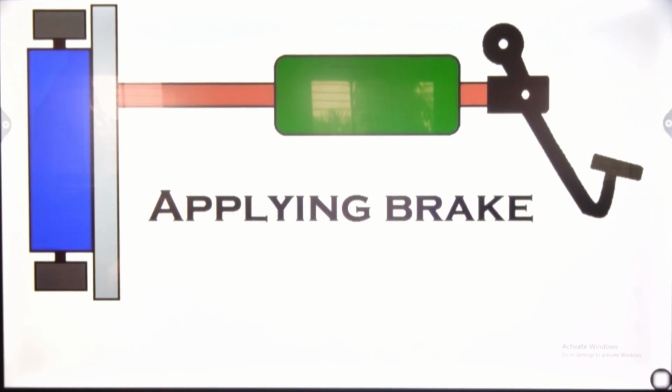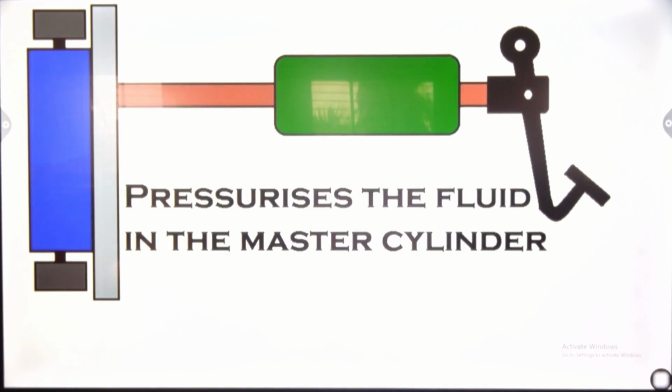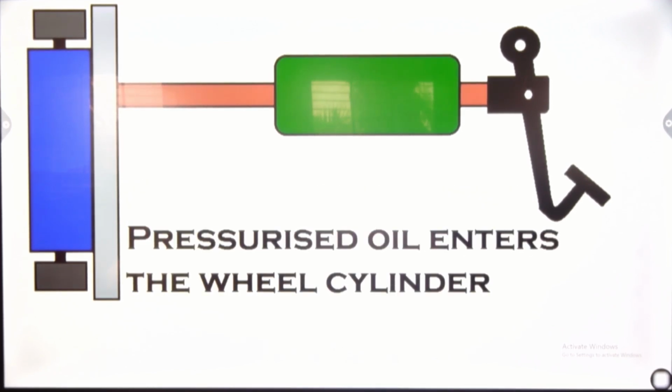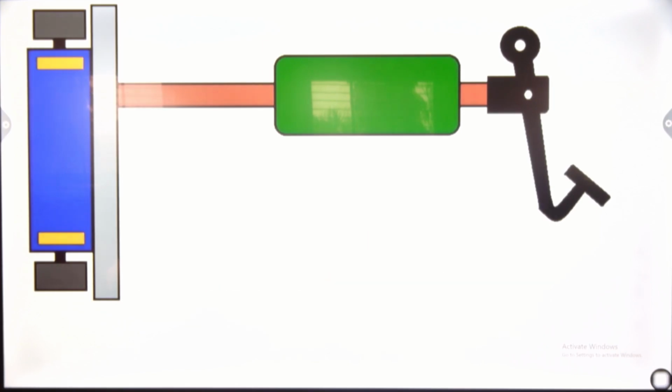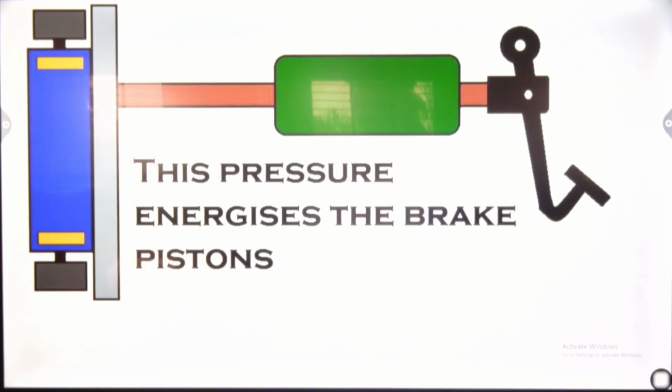First of all, we are going to apply the brake from the brake pedal. After application of the brake pedal, pressure builds in the fluid in the master cylinder. The green box is the master cylinder. The fluid passes towards the brown color pipe, that is the connecting pipe to the wheel cylinder part. With this pressure energy, then the brake pistons come in. These two yellow color parts are the brake pistons.